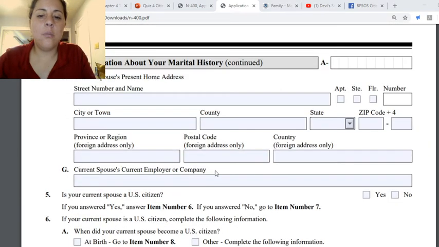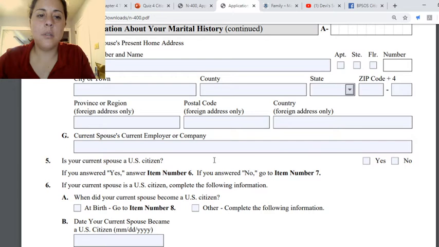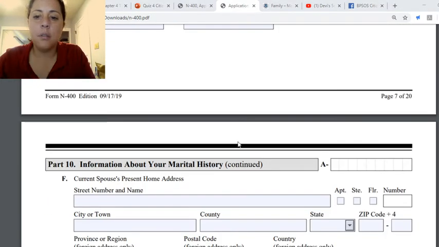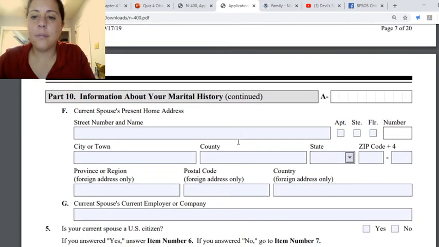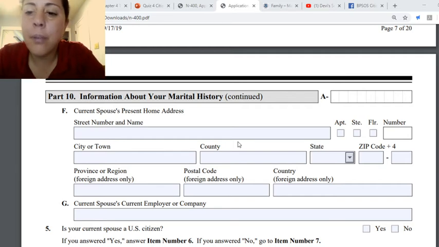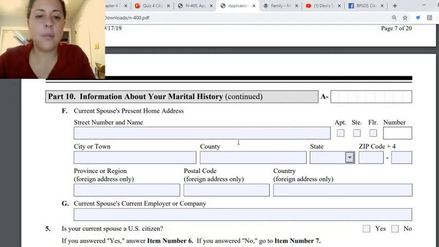Then it wants you to continue part 10 by looking at the current spouse's present home address. That is where they live now. They live with you, so you fill out your address with the information.